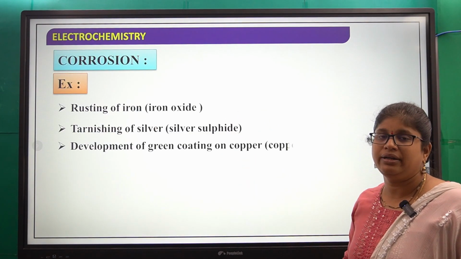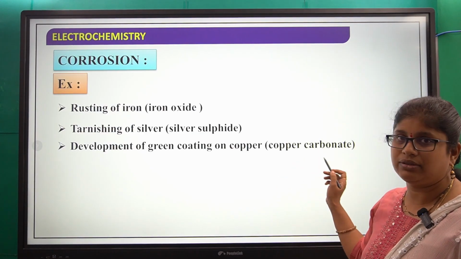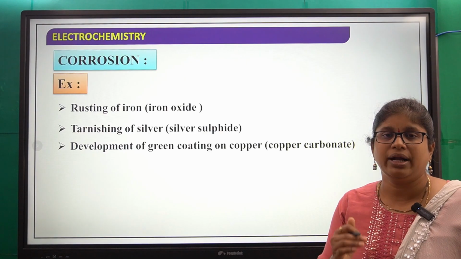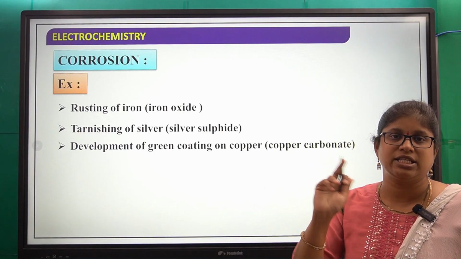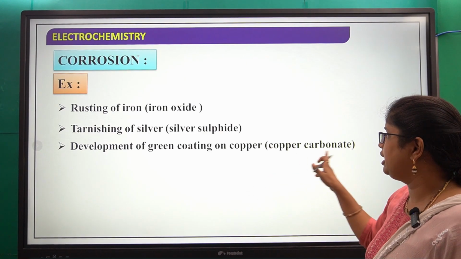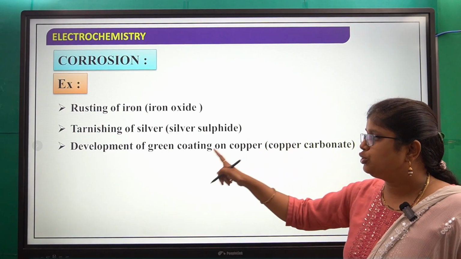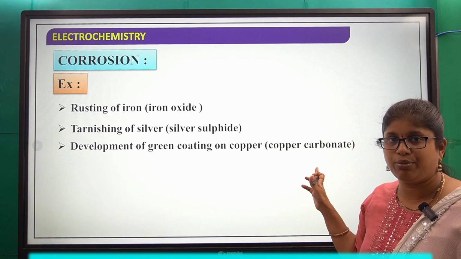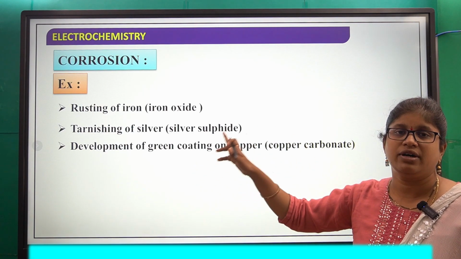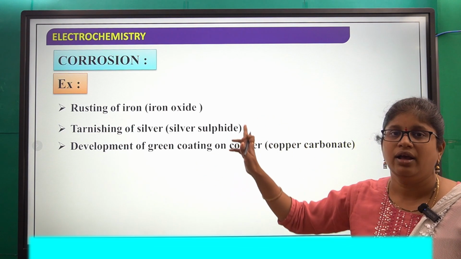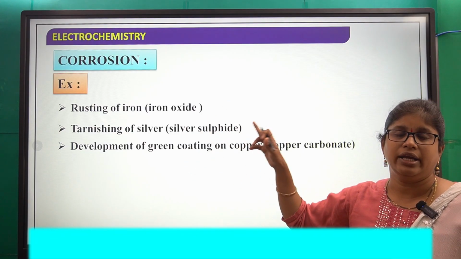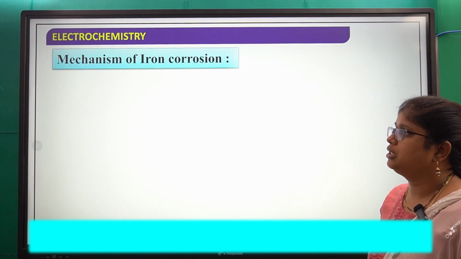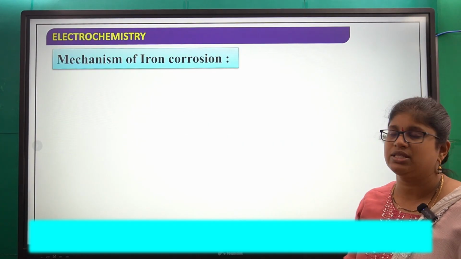Next, development of a green coating on copper objects. Why is that green coating formed on the copper surface? Because copper combines with carbon dioxide present in the atmosphere and gives copper carbonate. So the green coating on copper is because of copper carbonate, tarnishing of silver is because of the formation of silver sulfide, and the rusting of iron is due to the formation of iron oxide on its surface.